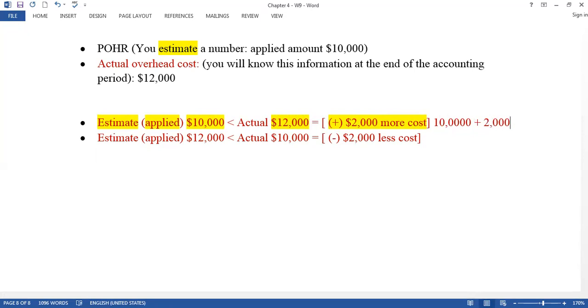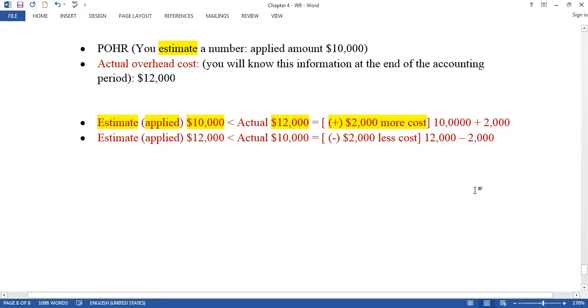Now the opposite: before, you estimated higher, but actual is lower. So before you recorded 12,000, but actually it is 10,000. So you have to minus 2,000. Do you understand this plus and minus? Plus means you have to record more cost. Minus means you have to record less cost.